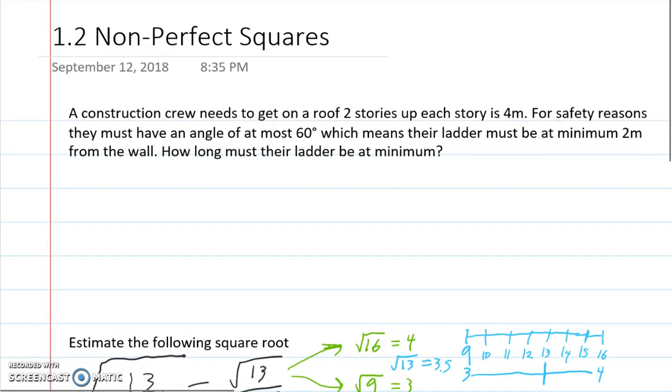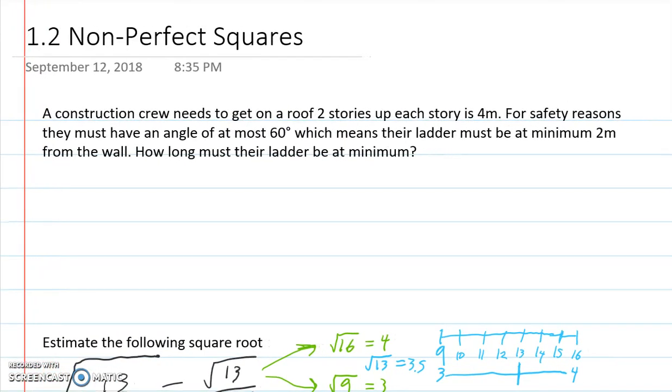A construction crew needs to get on a roof 2 stories up. Each story is 4 meters. For safety reasons, they must have an angle of at most 60 degrees, which means that their ladder must be at minimum 2 meters from the wall. How long must their ladder be at minimum?